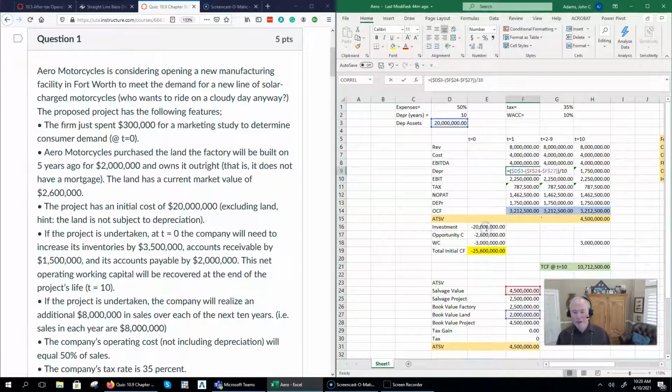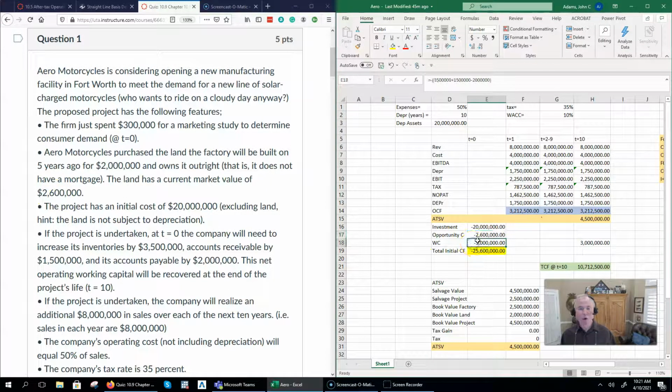Well, we have this from the problem. We have an investment of $20 million. And then we have an opportunity cost of $2.6 million. Where's this coming from? Well, if we do this project, we forego the opportunity to sell this land at its market value of $2.6 million. So that is an opportunity cost.